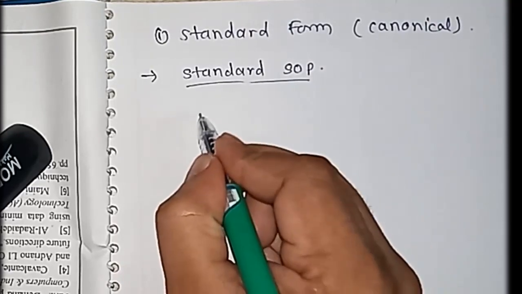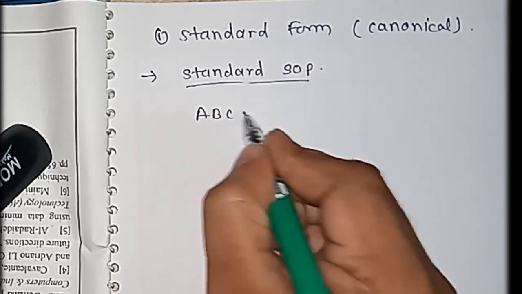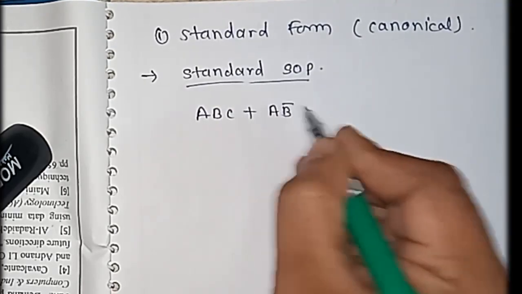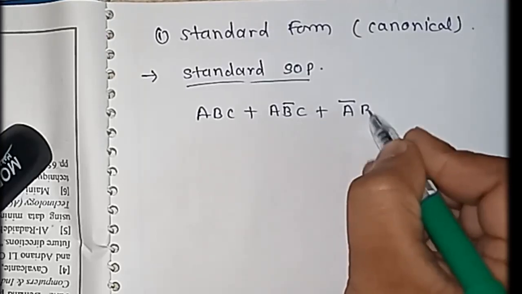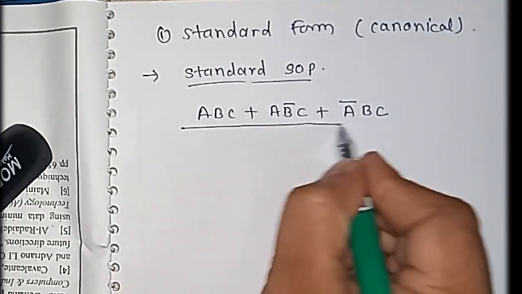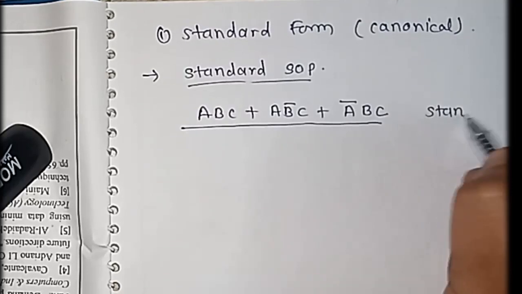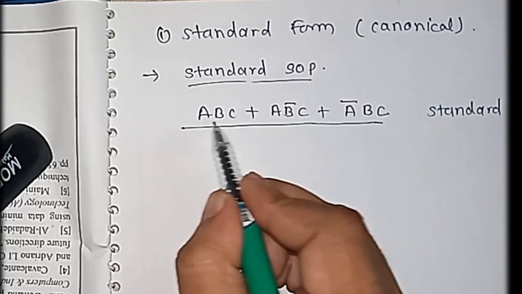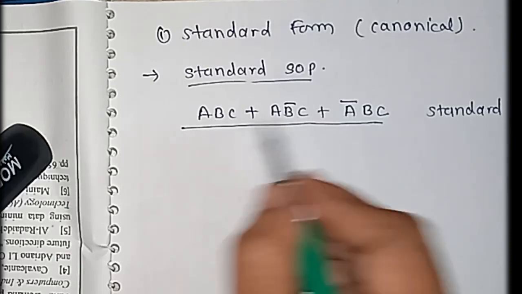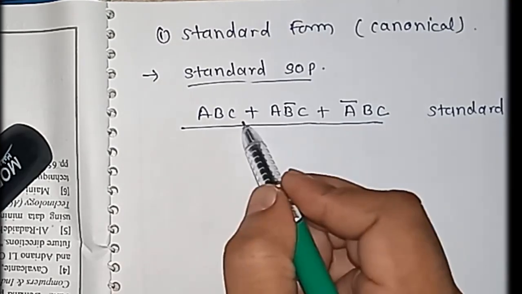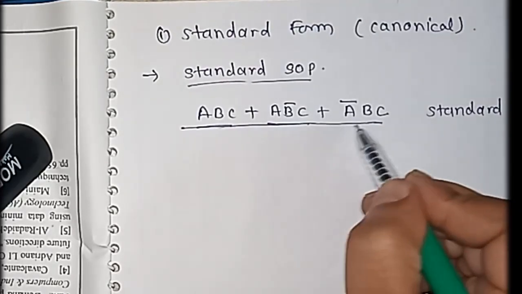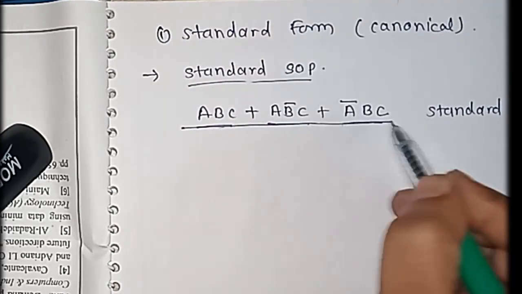So suppose consider the equation ABC plus AB bar C plus A bar BC. Now this equation is called a standard SOP equation. Why is it called SOP? Because here we have taken the sum of these three product terms. The first product term is ABC, the second product term is AB bar C, and the third product term is A bar BC.